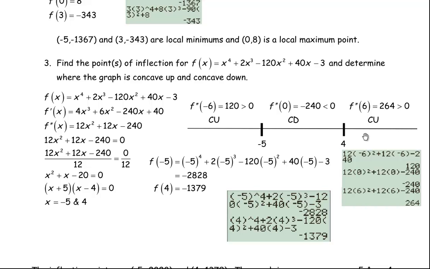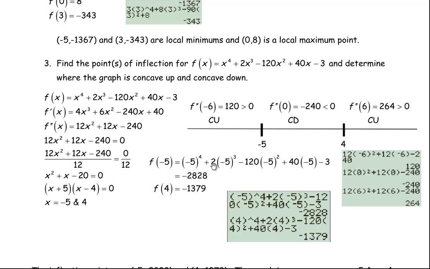And then a number to the right of 4, I'll use 6 here. 6 is bigger than 4. So there's my 6 in. I get 264, greater than 0, so the graph has changed to be concave up. So it's changing concavity at each of these points, so the negative 5 and 4 are going to give us both inflection points.